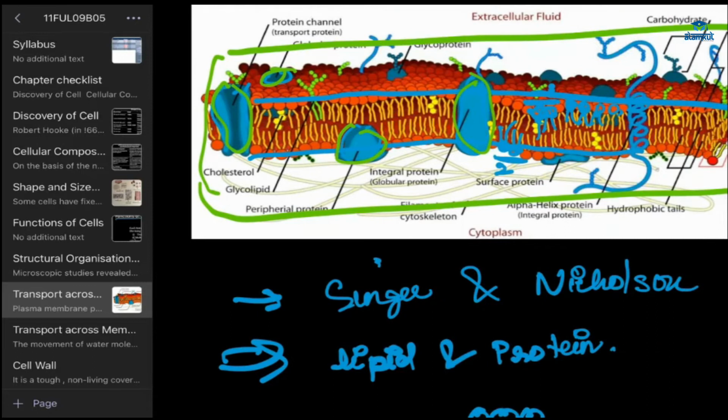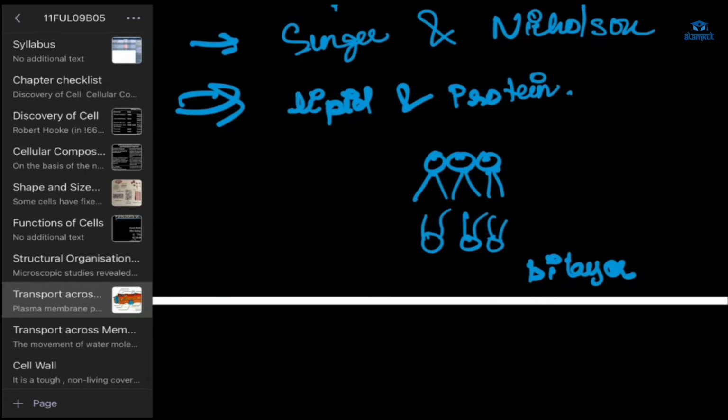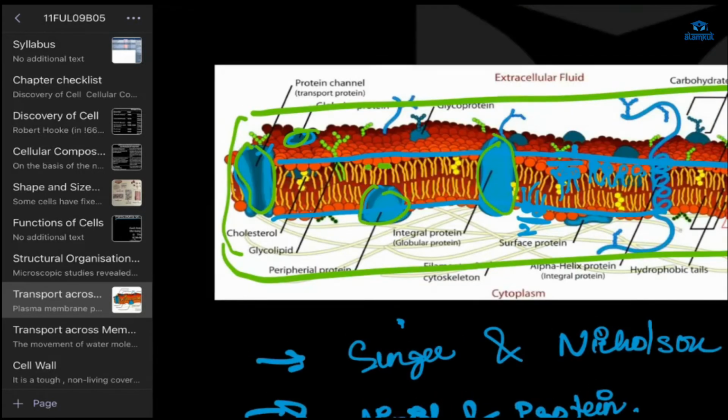Ma'am, there are different types of protein. There are peripheral protein, integral protein, globular proteins, and intrinsic, extrinsic. These all are types of protein. You don't need to go into detail, but you have to know. Peripheral means it's at the corner of the plasma membrane, and integral means it's permanently attached to the plasma membrane. That's why it is called integral protein. And globular protein has a glob-like structure. That's why it is called globular protein.